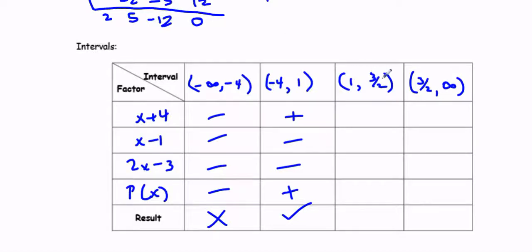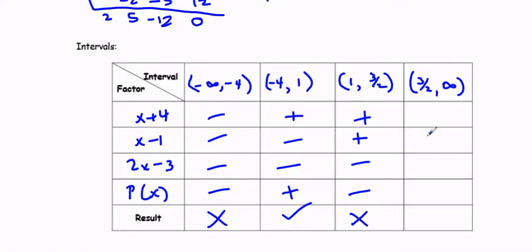Now, a number between 1 and 3/2, that's kind of tricky. So I would suggest you just use decimals here. Turn 3/2 into a decimal, that's 1.5. So a number between 1 and 1.5 would be something like 1.25. So 1.25 plus 4, well, that's a positive number. 1.25 minus 1, that's also positive. 1.25 times 2 is 2.5, and 2.5 minus 3 is a negative number. So a positive times a negative is going to give you a negative. And that's not what we're looking for. We don't want a negative value.